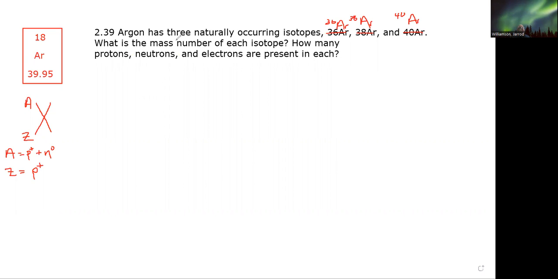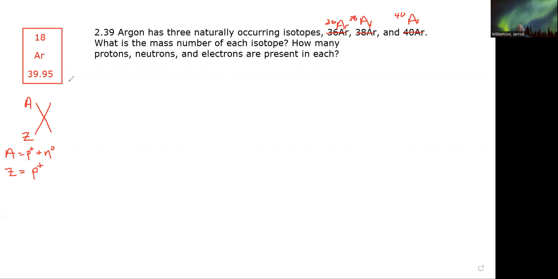It says argon has 3 naturally occurring isotopes: argon 36, argon 38, argon 40. I kind of crossed these out and rewrote them by hand up here, so it'll show the superscripts that didn't come through when I cut and pasted this question. And it says, what is the mass number of each isotope? How many protons, neutrons, and electrons are present in each?